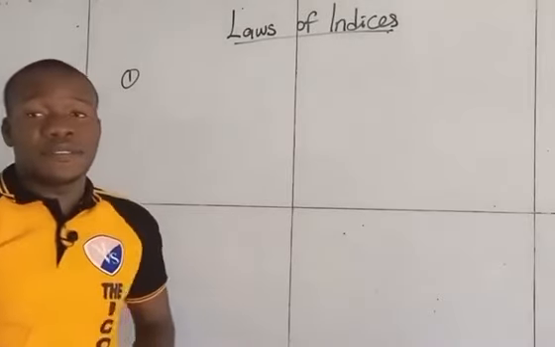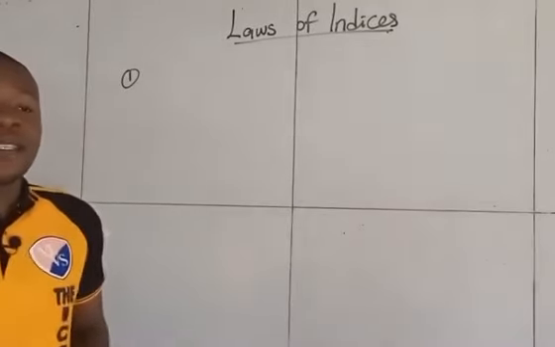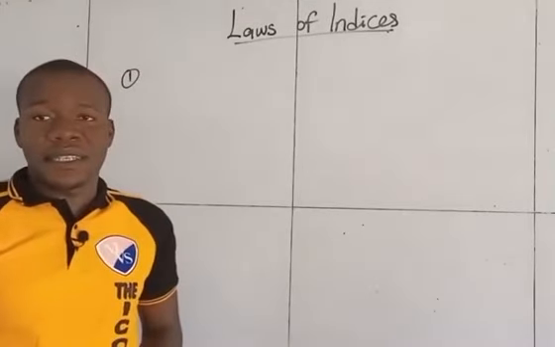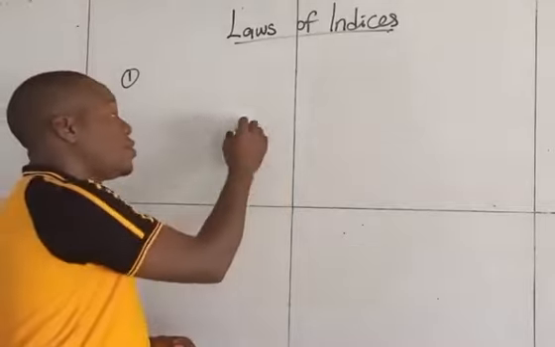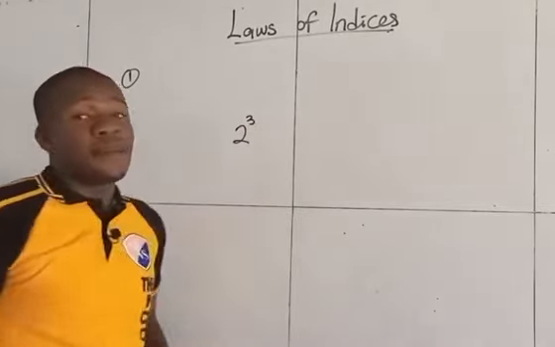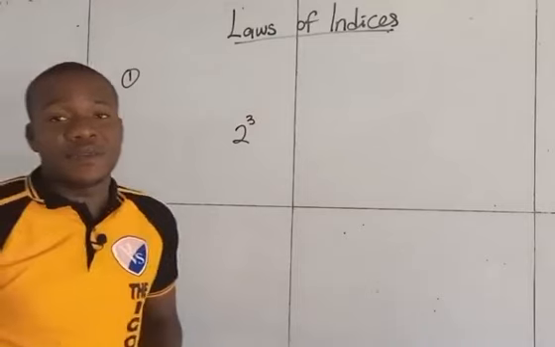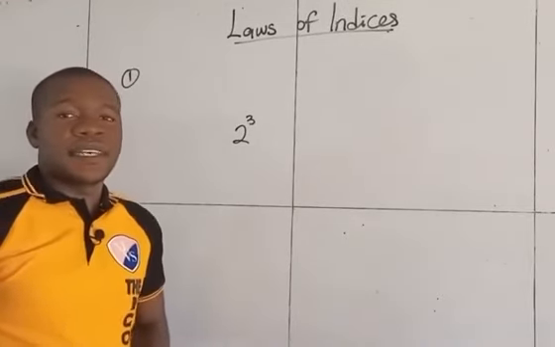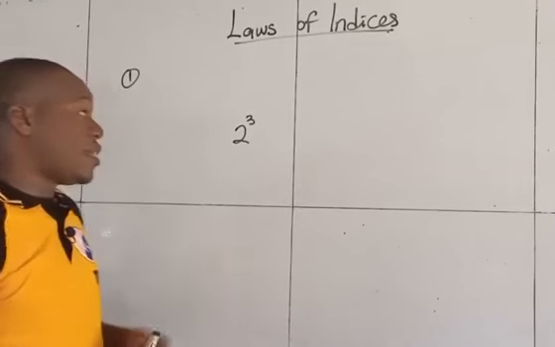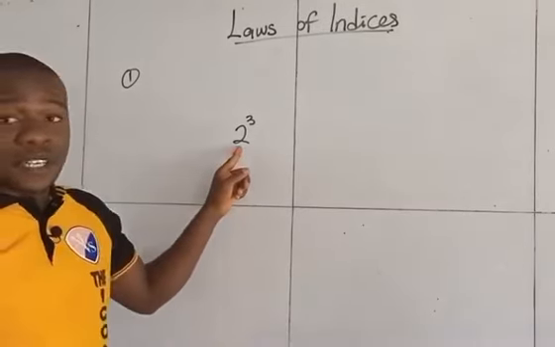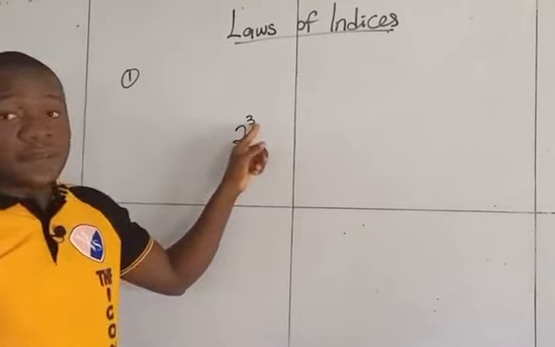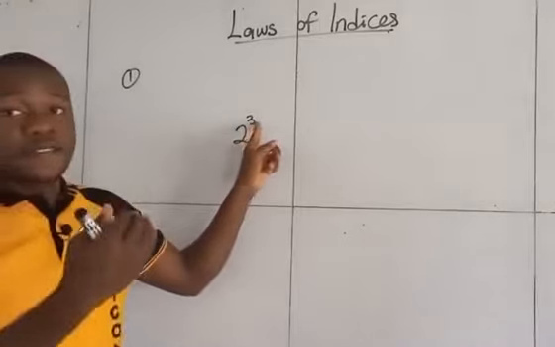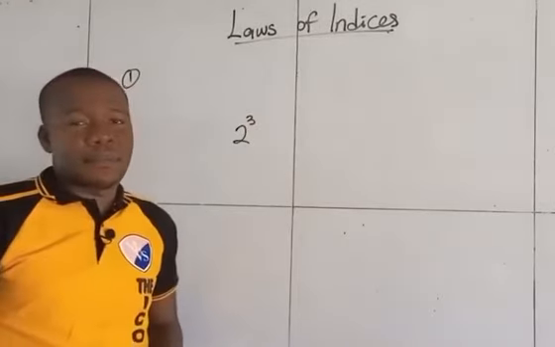But before I look into the first law, anytime you have a number expressed in powers, then we are talking about indices. For instance, if I have 2 raised to power 3, this expression is written in what we call the index form or the power form. And in index form, there are 2 things there. The first one here and the next one there. This one is called the base, and 3 above the base is known as the power.